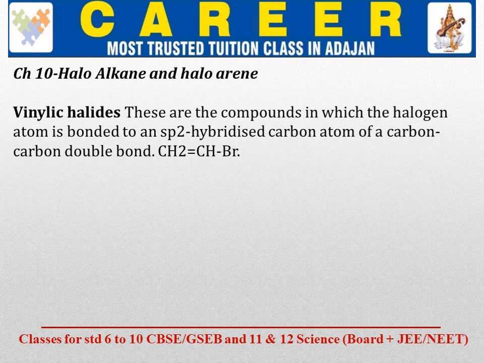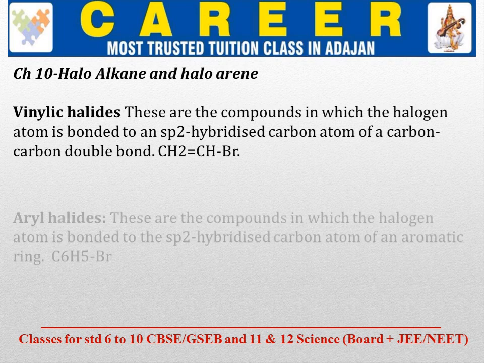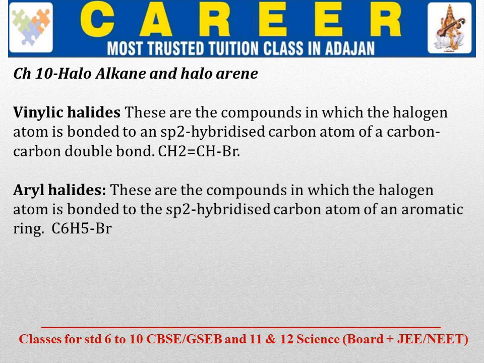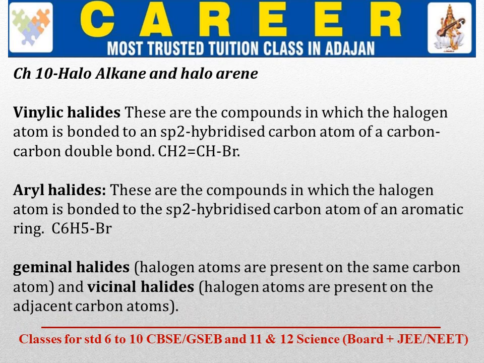Vinylic halide: here the halogen is directly attached to an sp2 hybridized carbon atom. Example: chloroethene or bromoethene. Aryl halide: here the halogen is directly attached to the benzene ring. For example, chlorobenzene, bromobenzene, etc.